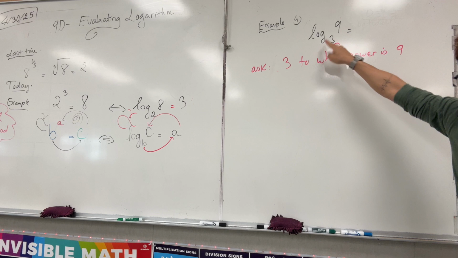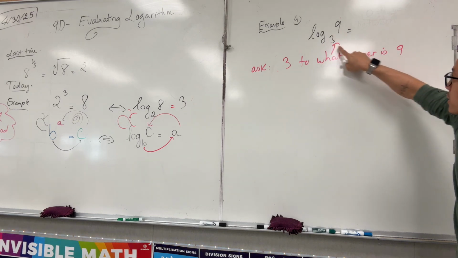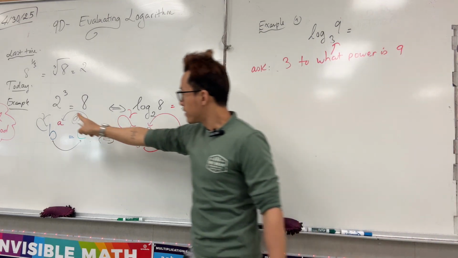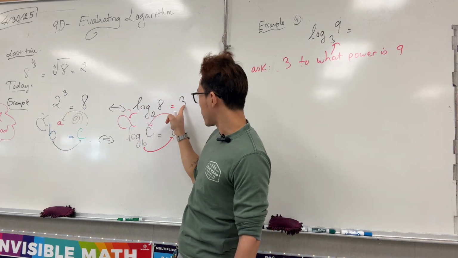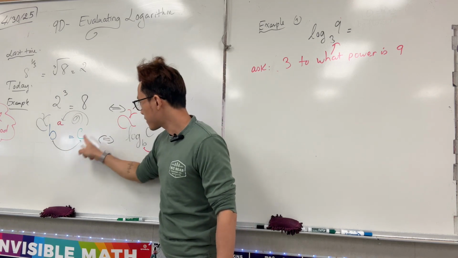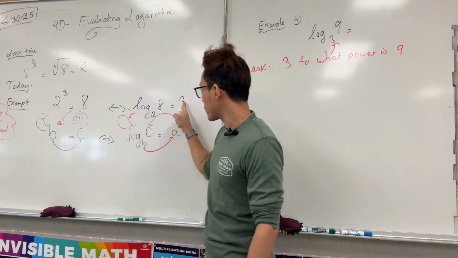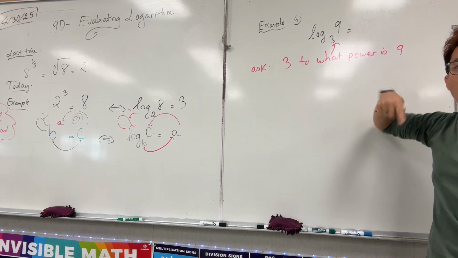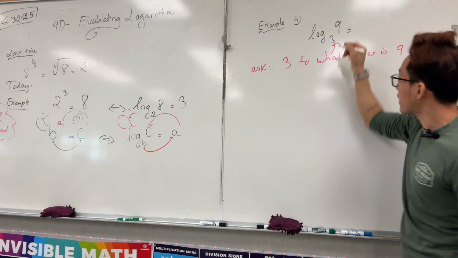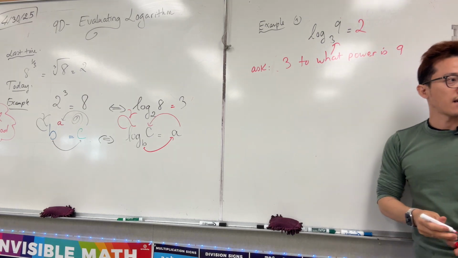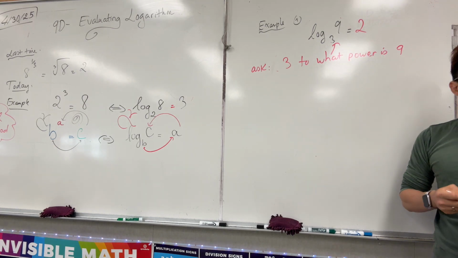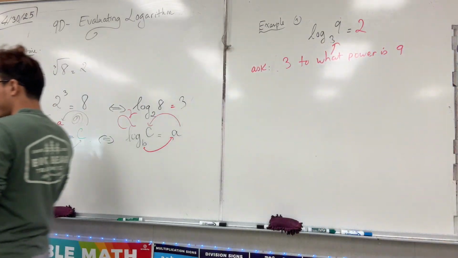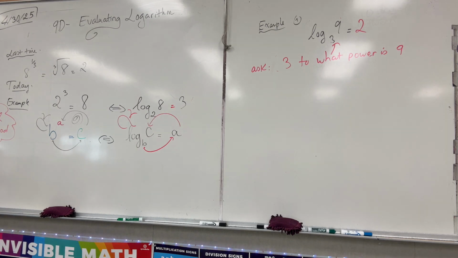It's the same thing as the snail method. 3 to what power is 9? Because that's the order, right? 2 to the power 3 is 8, snail method, right? Same thing here. 3 to what power is 9? The answer is 2. That's the meaning of log. Log is just the reverse of exponential, of taking the power. Make sense?